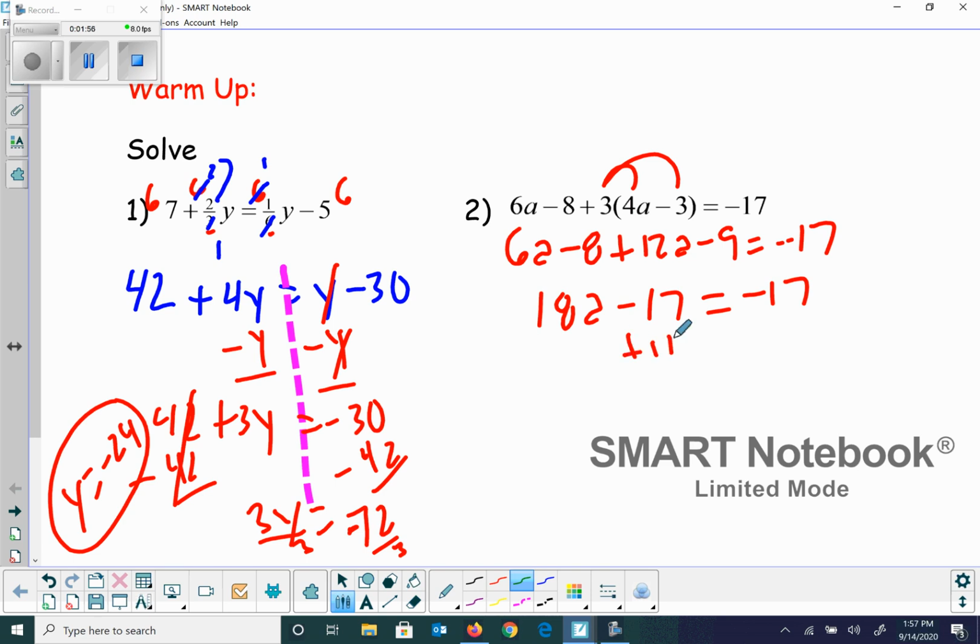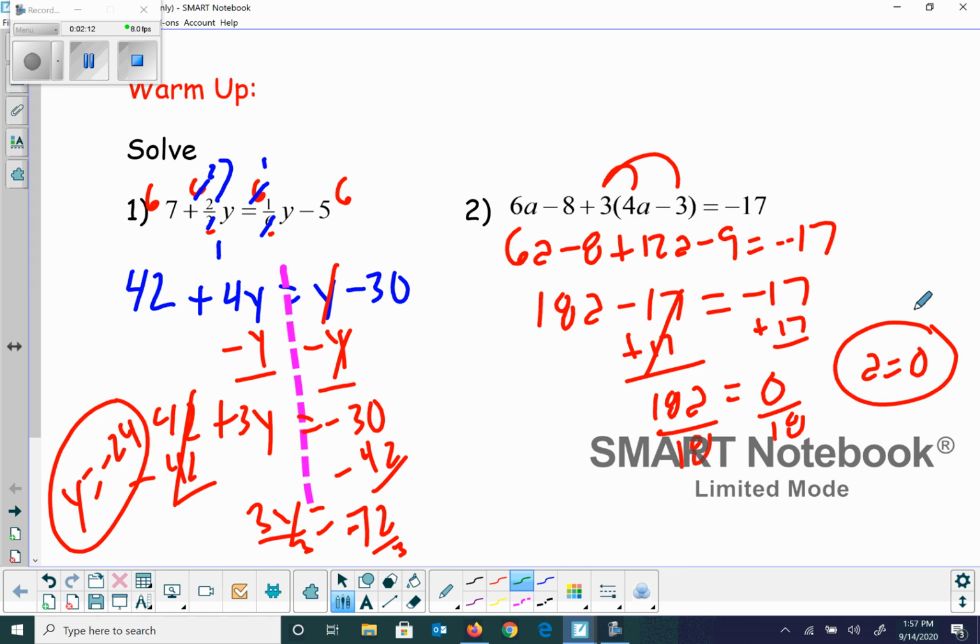Let's add 17 to both sides. And notice I get 18a, because those canceled out. 18a equals 0. Well, what times 18 gives me 0? Yeah, you're right. 0. So a is equal to 0 on this one. And that's the real answer. So I know some of you every now and then you put there's no solution to it. Well, no, there is a solution. The solution happens to be 0.